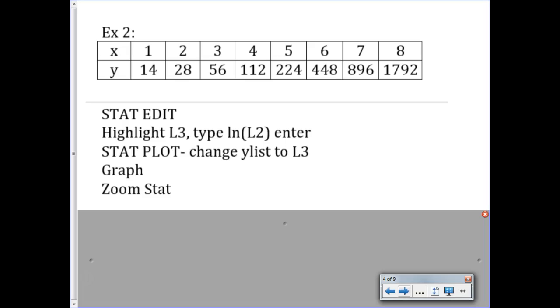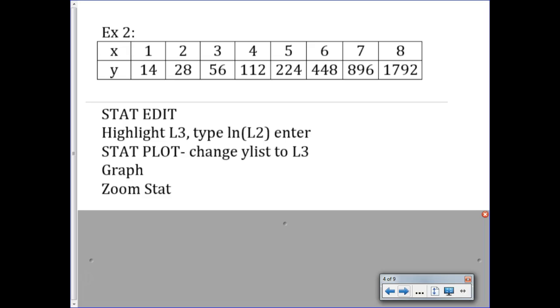So here's a list of data. You're going to type this x value into L1. You're going to type the y value into L2 under your stats. So stat, edit, go and type those into L1 and L2. Then go over and all the way up to L3, and where it says L3, you're going to type the natural log of L2. And L2, to get there, you're going to hit second and the number 2.